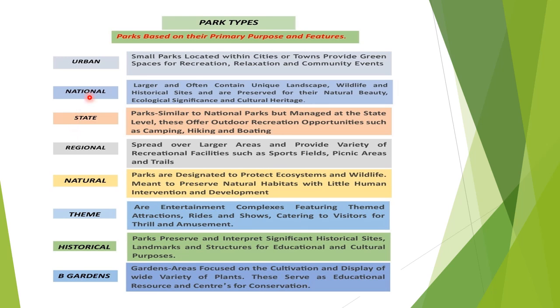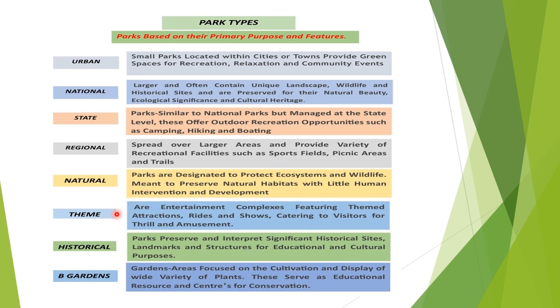The national park is at a national level, managed by the national government, and it is very large and designated for conservation purposes, having national, natural, historic, and cultural significance. The state park is similar to the national park, but it is managed by the state administration. Regional parks are of regional nature and are confined to certain regions. The natural park is one which is meant to preserve natural habitat with little human intervention.